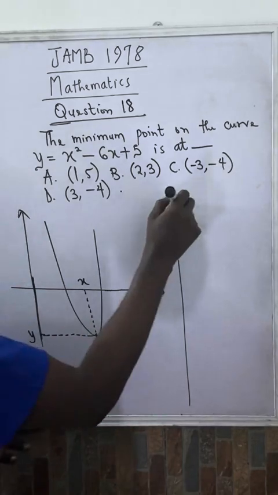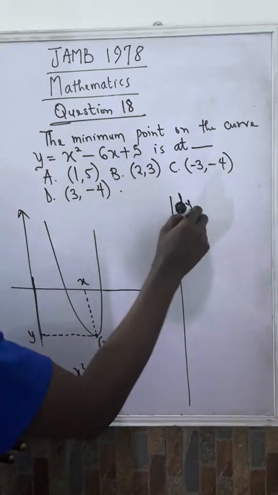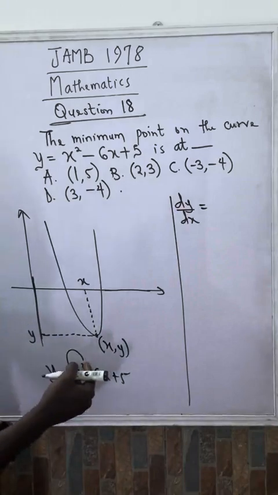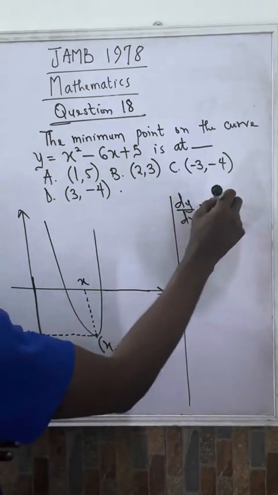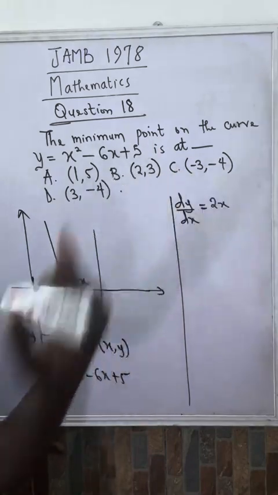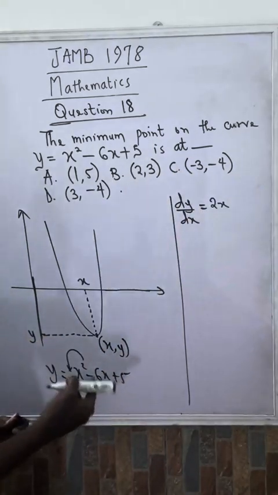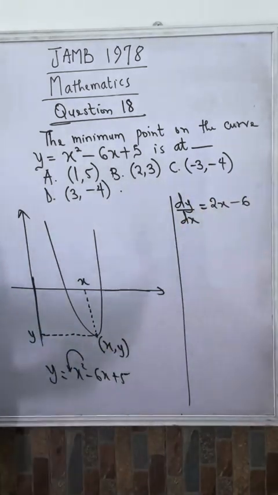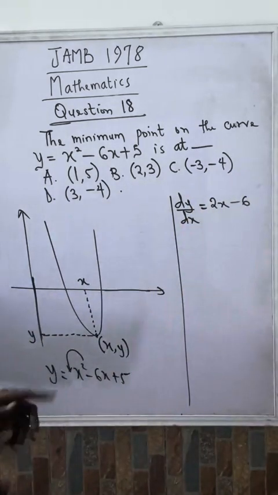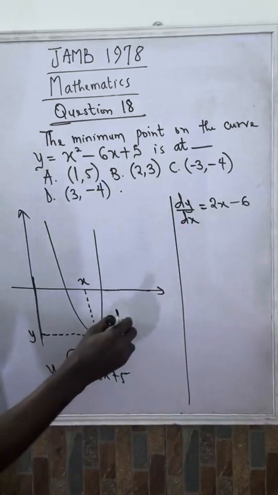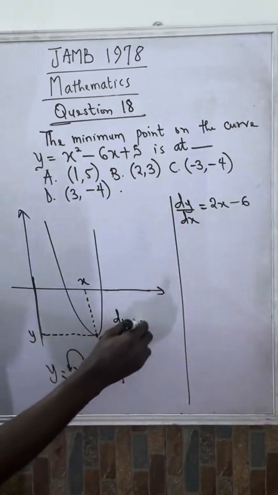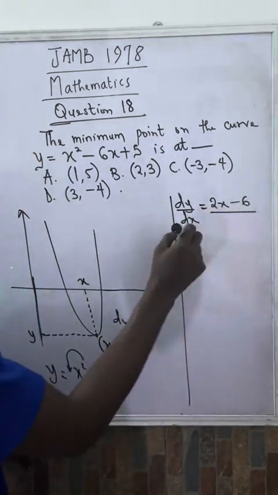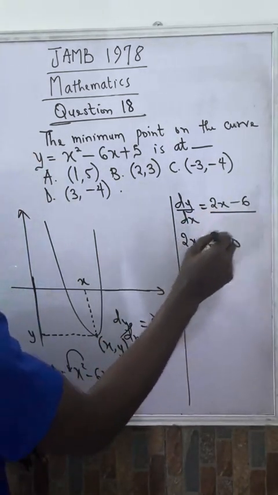Once I know that, I will just set it to 0. So let me take dy/dx. Let's differentiate this: we drop the 2 and subtract 1 from the power. So I will have 2x raised to the power 2 minus 1, which gives just 1. If you differentiate 6x, you have ordinary 6, so that will be minus 6. Don't forget I said at this turning point, dy/dx is always equal to 0. So I will set dy/dx to 0. That means 2x minus 6 equals 0.